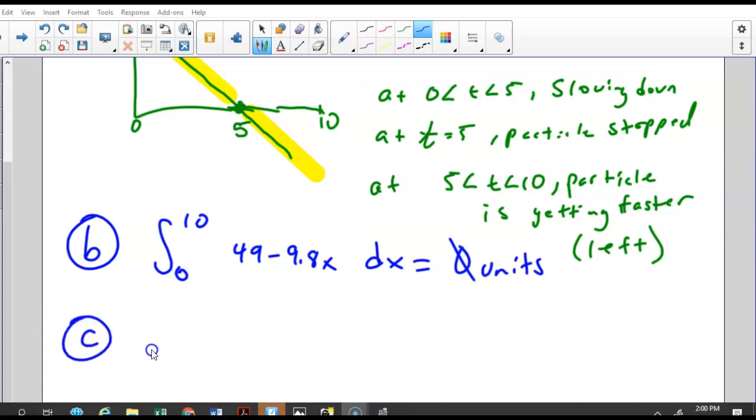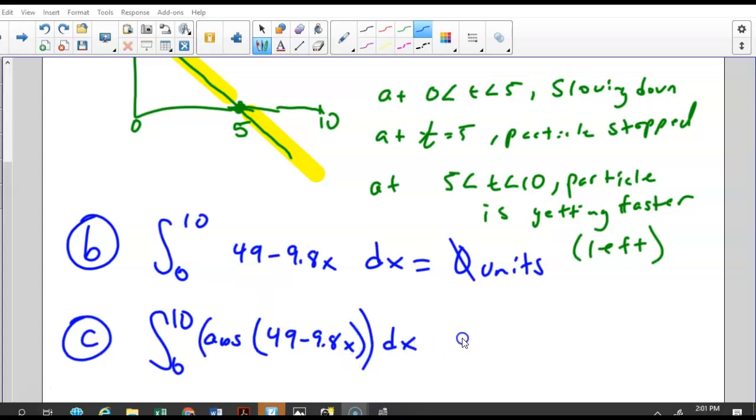Now part C says find the total distance traveled by the particle. What does that mean, specifically for the command we need? We need the absolute value. So punch that in and tell me what you get.